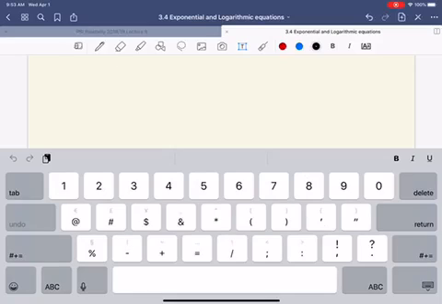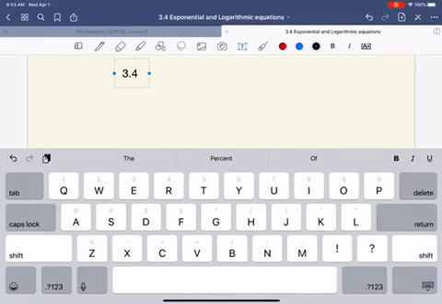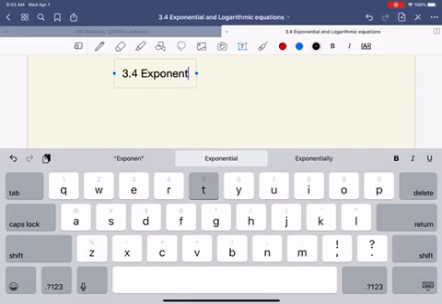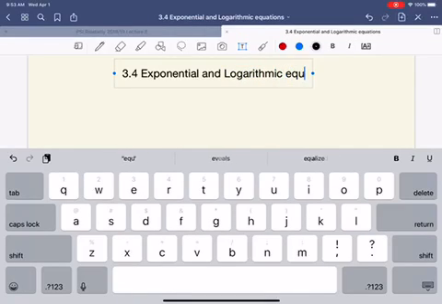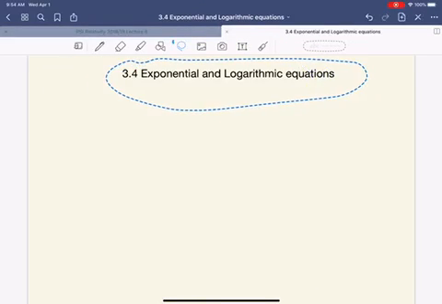All right, welcome to the next lecture, 3.4, which is on exponential and logarithmic equations. One of the nice things about this section is that there isn't really anything new. It's just going to be using the same ideas that we've been using the last couple of lectures.